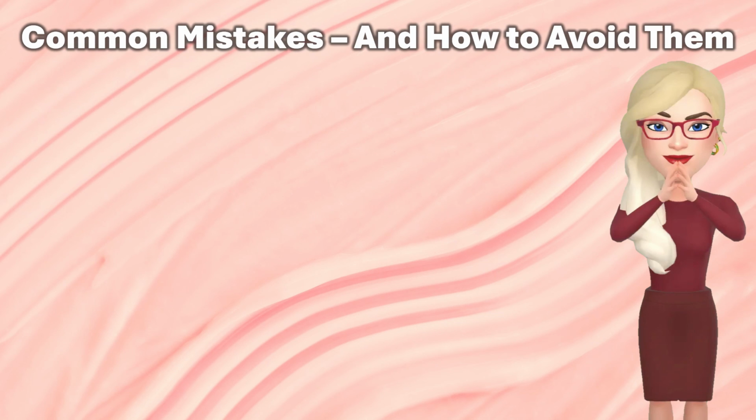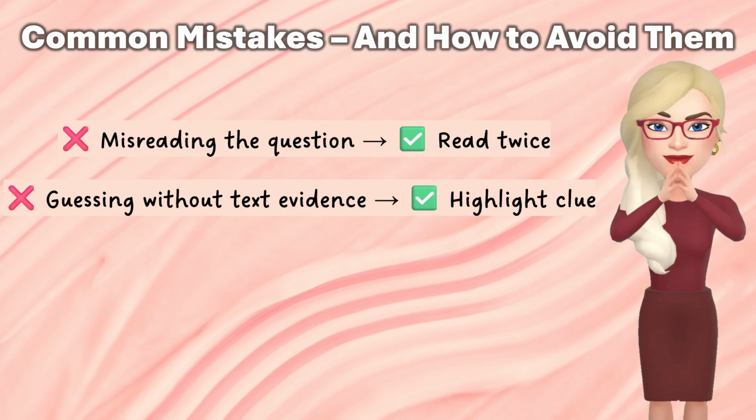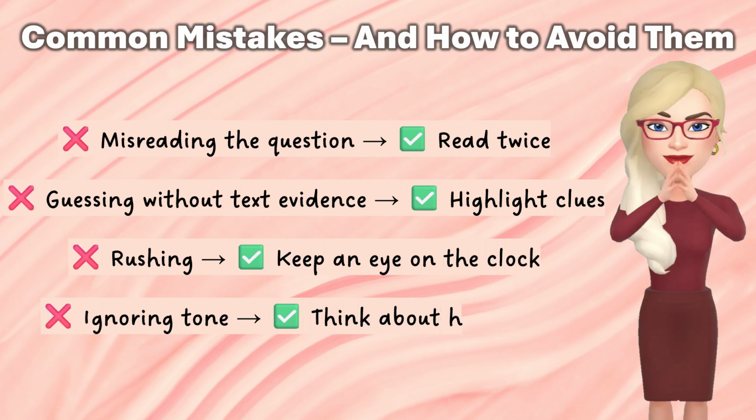Some common mistakes and how to avoid them are misreading the question. Always read the question twice to avoid this. Guessing without text evidence. The answers will be there, so highlight clues as you read through the text. Rushing. Keep an eye on the clock so you're not in a position towards the end where you're having to rush to finish the paper. And ignoring tone. So what do you think and feel as you are reading a text? What sort of tone is created by the words, techniques, choices the writer has made?